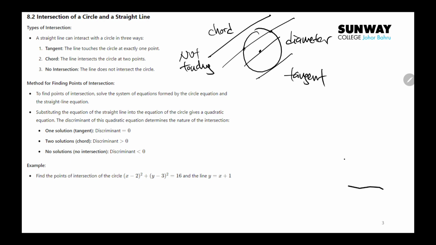Now you can also use the discriminant test to test this. Obviously, for a tangent, you will have the discriminant equal to 0, because you will only have one solution. Not touching means the discriminant is smaller than 0. And whether it be a chord or diameter, you will have the discriminant more than 0, because it will have at least 2 points of intersection. So that is 2 real solutions.